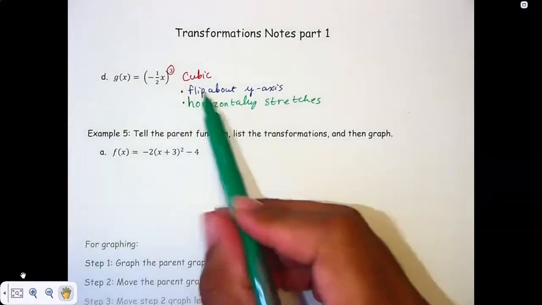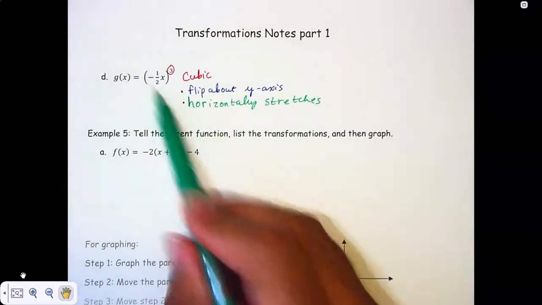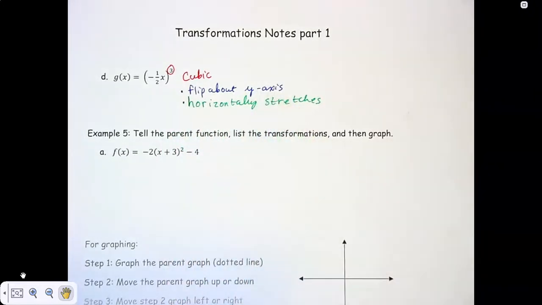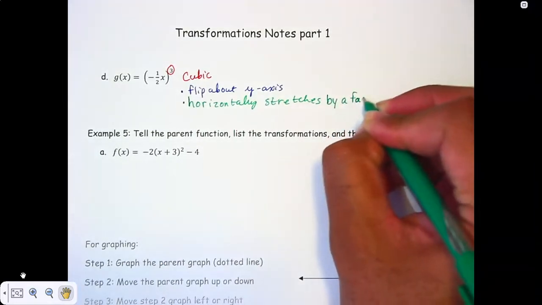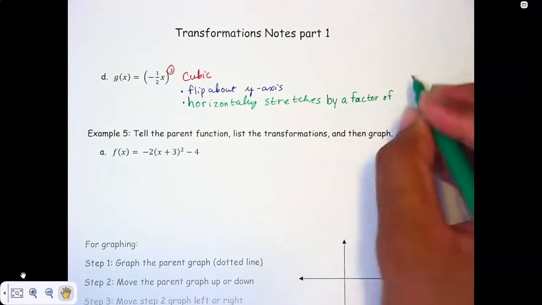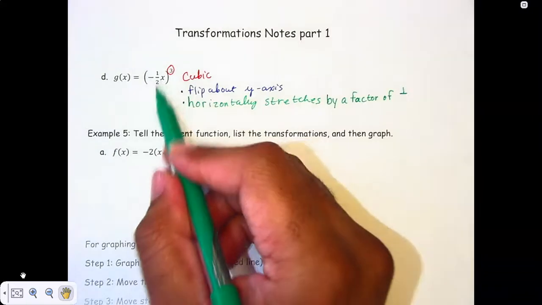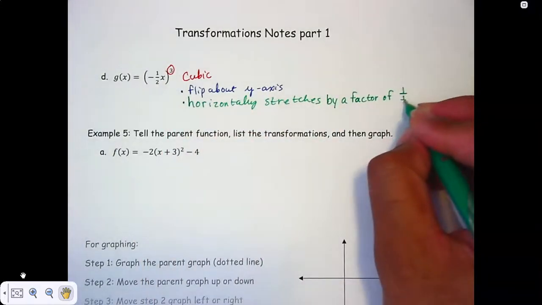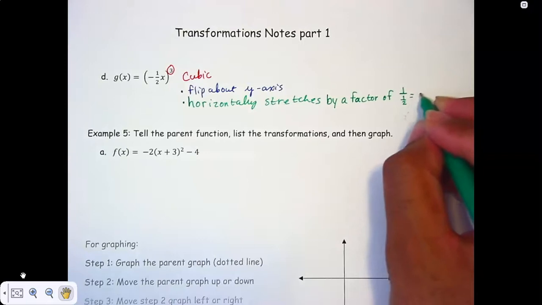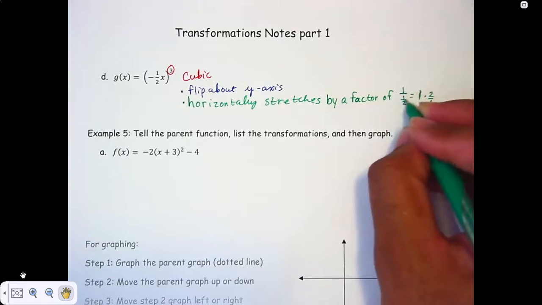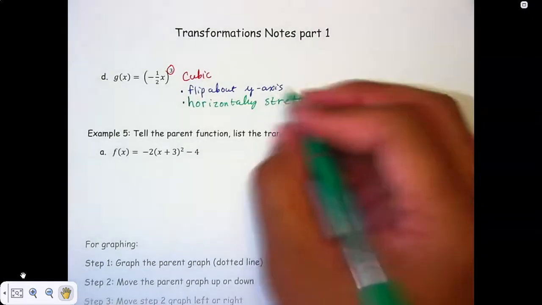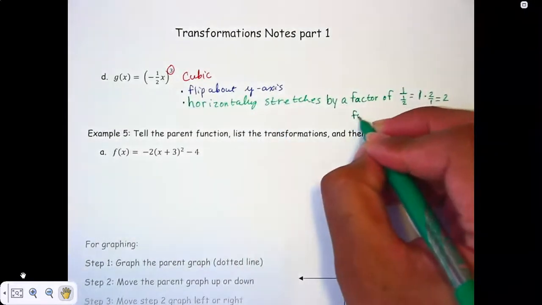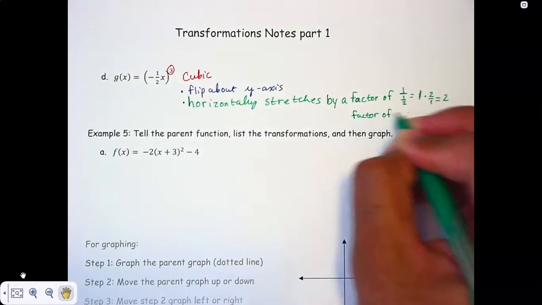All right, so we said it's cubic, flipped by the y-axis because it's negative on the inside. And here it's going to horizontally stretch by a factor of 1 over our a, and a here is 1/2. So we do keep, change, flip real quick. We keep the numerator, change the multiplication, flip that. So we're doing a factor of 2.